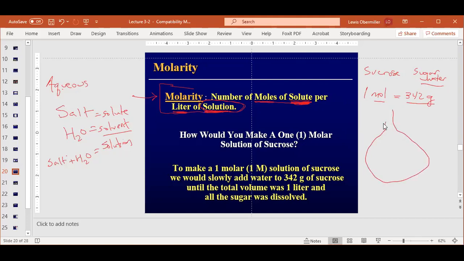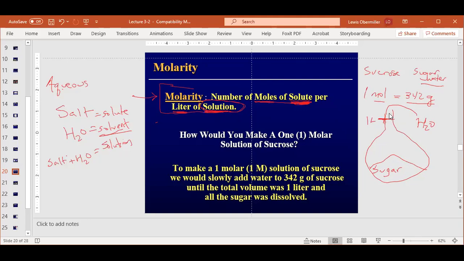So I'm just going to draw it. And you poured your mountain of sugar in here. 342 grams of sugar is a lot, by the way. So here's your sugar in your container. Now, the solvent we're going to use here is water. So we're going to take water and we're going to pour it in this container. And let's say this is the mark on it, just like in your measuring cup, and that's 1 liter.